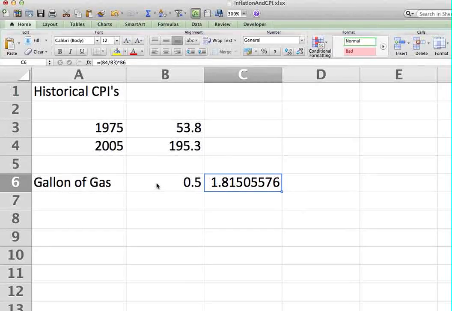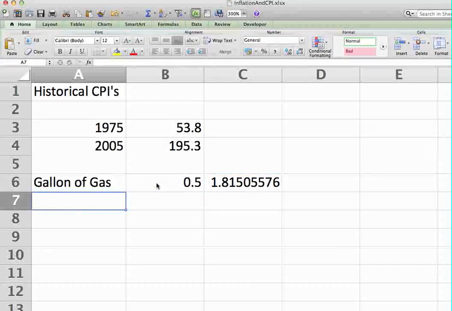If it was less than $1.82, maybe $1.50, $1.40, $1.60 even, that would tell you that the price of gas was going up slower than the general rate of inflation between 1975 and 2005. But again, gas prices are very volatile. They go up and down, as you know, a lot over time. And so you are, in a sense, just taking snapshots of what's going on when you're thinking about this kind of thing.